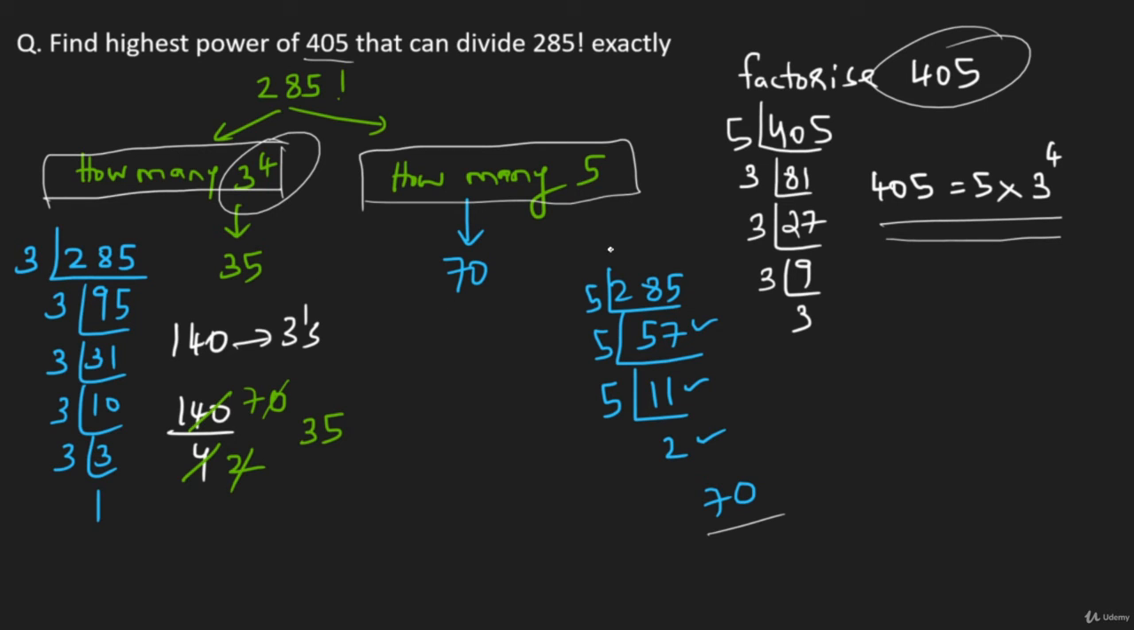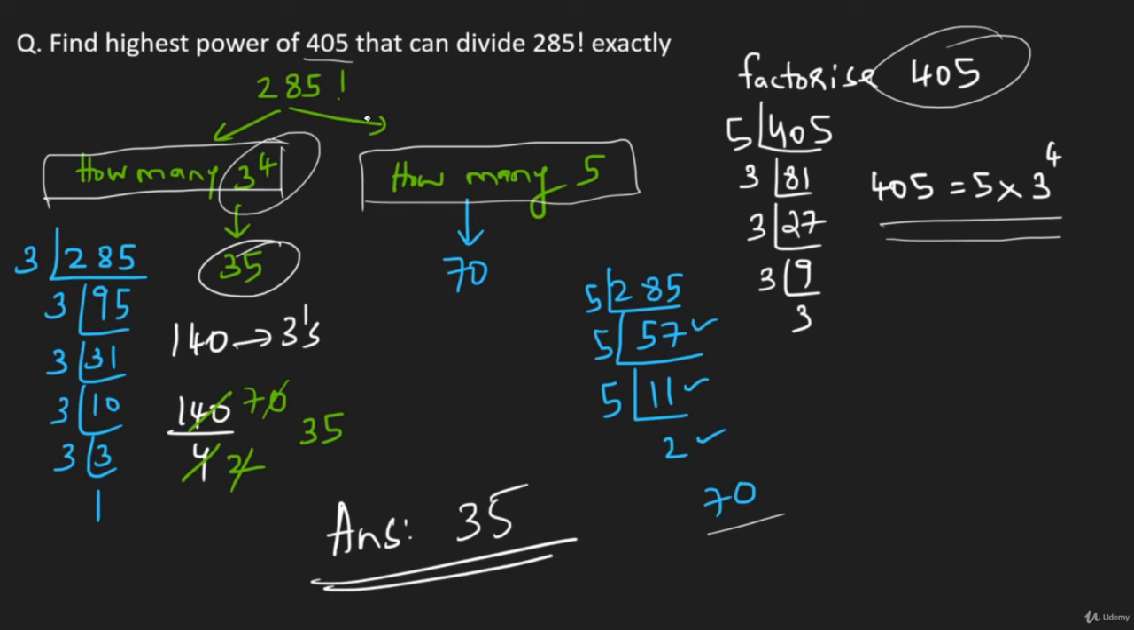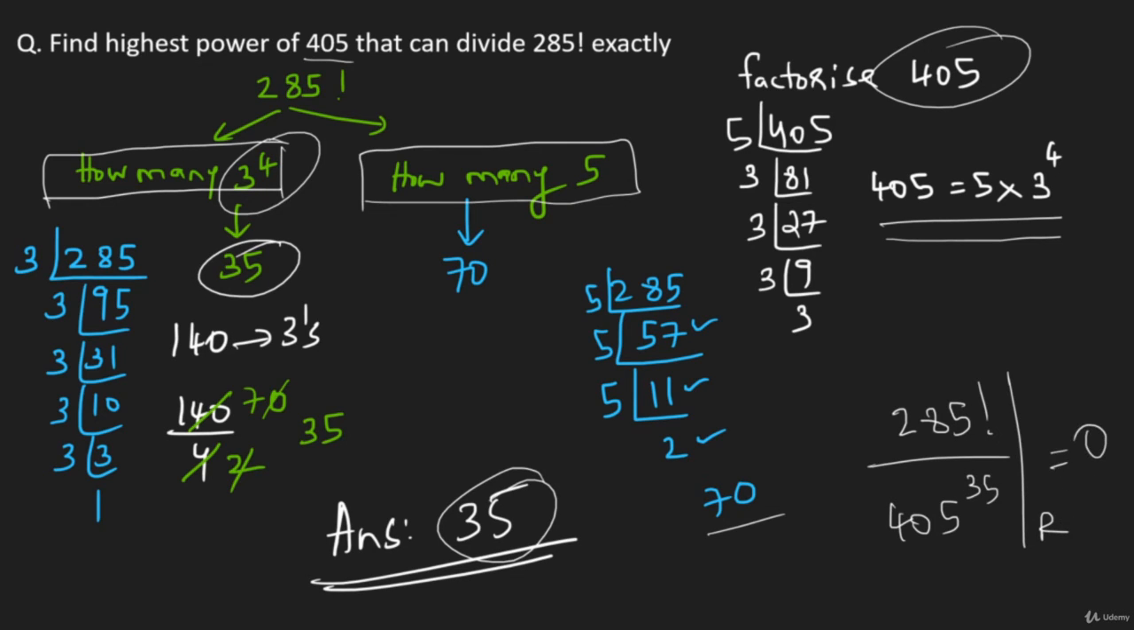Now I need to form groups of 3 to the power 4 and 5. Because I have only 35 groups of 3 to the power 4, I'll be able to make only 35 groups. Therefore my answer is 35. The highest power of 405 that can divide 285 factorial exactly is 35, or in other words, 285 factorial divided by 405 to the power 35 will give me a remainder of 0.